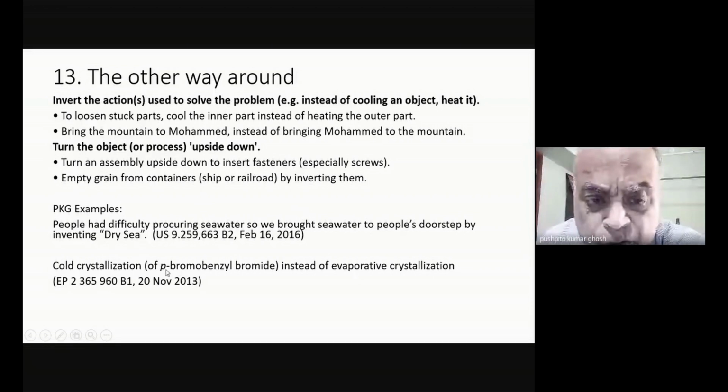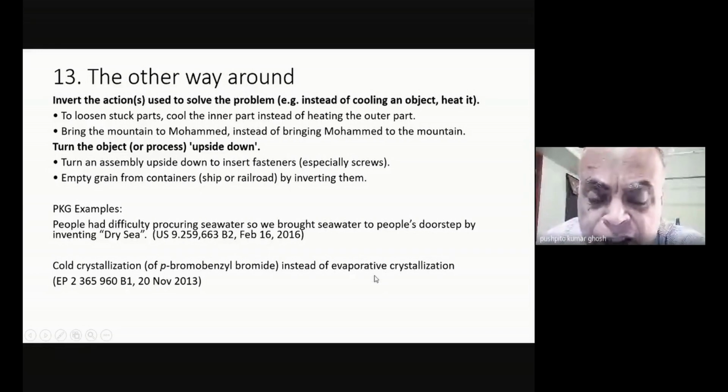When we were talking about losartan, I told you about one of the molecules, para-bromobenzyl bromide, and a process was developed for making this. The way it was being isolated was that the solvent was being stripped off. You were left with a solid, and then one was doing again a very tedious purification. This was being done by the process of evaporative crystallization.